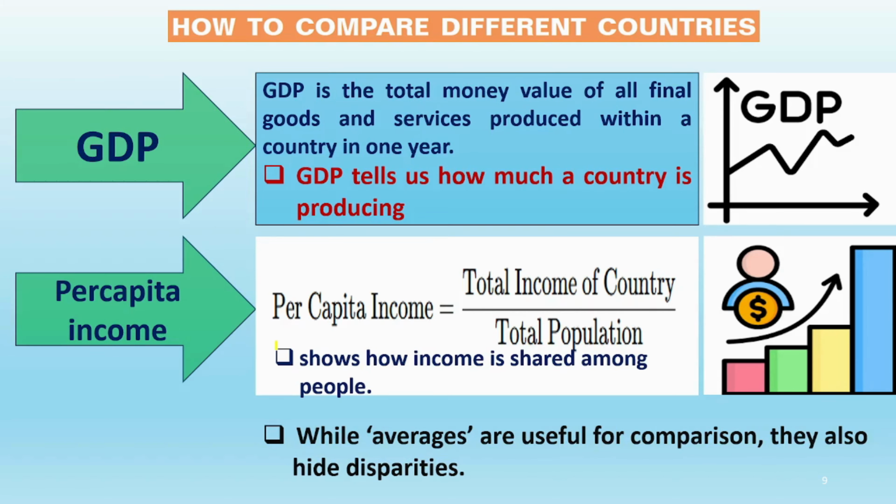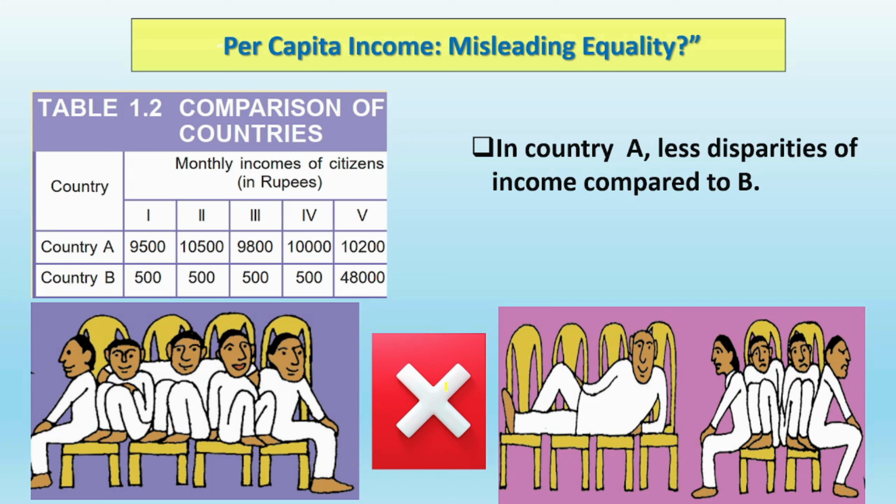Then come to per capita income. Simply, per capita income is the ratio of the total income of the country to the total population. If we divide the total income by the total population of the country, we get the per capita income. It shows how income is shared among the people. While averages are useful for comparison, they also hide some disparity. So GDP and per capita income are not absolute measures of development. Why? Because they hide some disparities. Per capita income can mislead about equality.